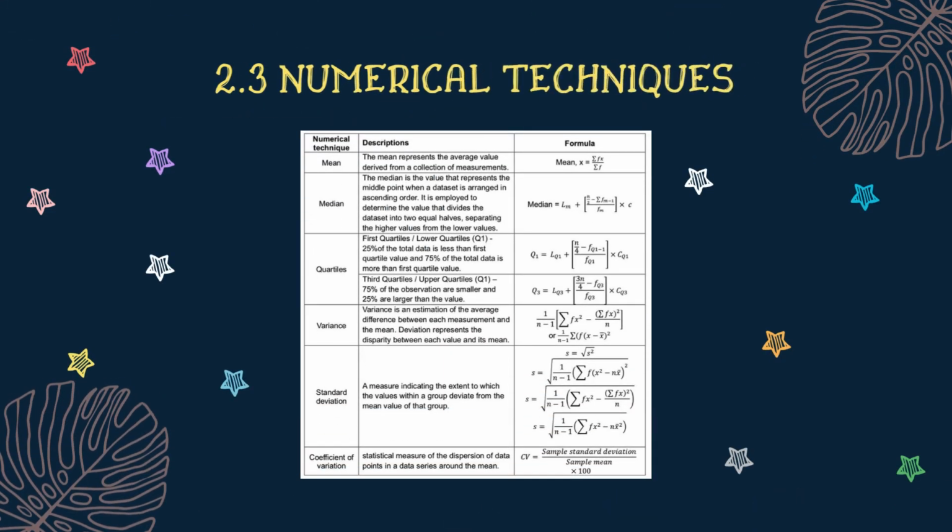In numerical technique, we have six techniques: mean, median, quartile, variance, standard deviation, and coefficient of variation. The first is mean, which represents the average value. Next is median, the value that represents the middle point. For quartile, we have the first quartile or lower quartile, and the third quartile or upper quartile. Next is variance, to estimate the average difference between the measurements. And last is the coefficient of variation, to measure the dispersion of the data points.